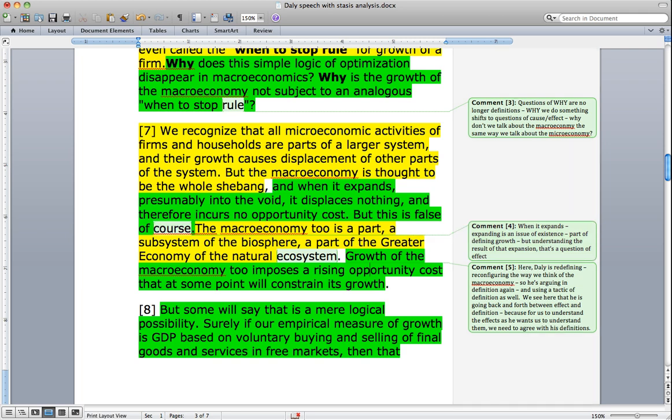And what I've said too here is that by the end of this paragraph, when Daly says growth of the macroeconomy too imposes a rising opportunity cost that at some point will constrain growth, I've said here that Daly is redefining or reconfiguring the way we think about the macroeconomy. He's arguing in definition again, but using a tactic of definition too.